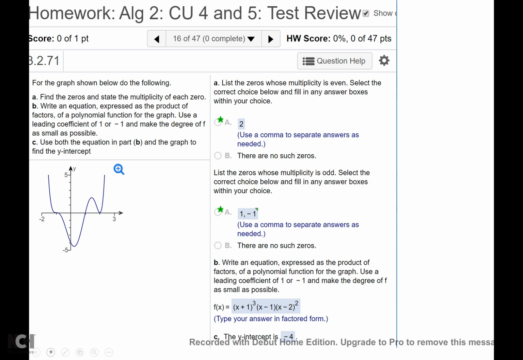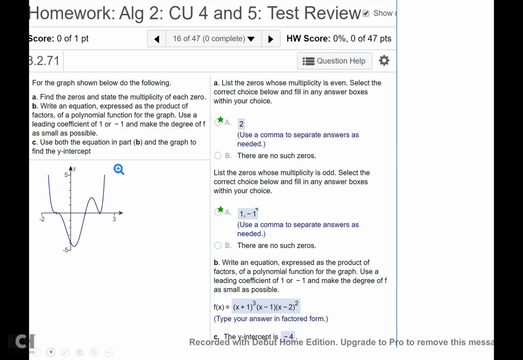Alright, it says find the zeros, state the multiplicity, write an equation expressed as the product of factors of a polynomial function for the graph, use a leading coefficient of 1 or negative 1, and make the degree of f as small as possible. C, use both the equation in part B and the graph to find the y-intercept.